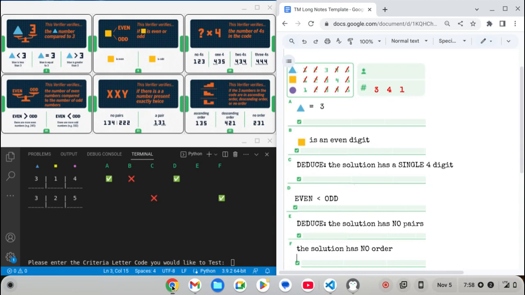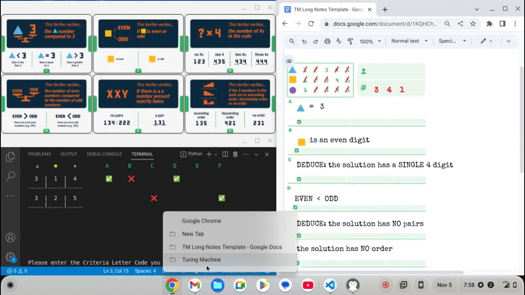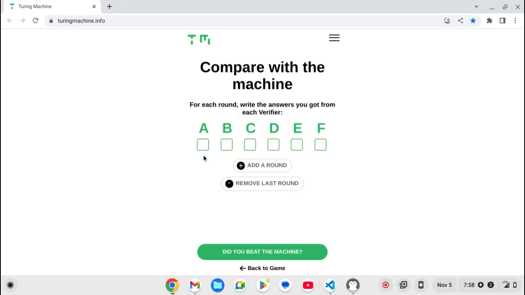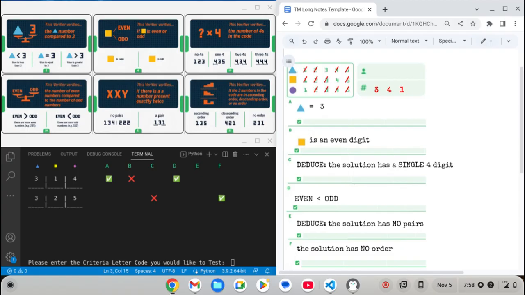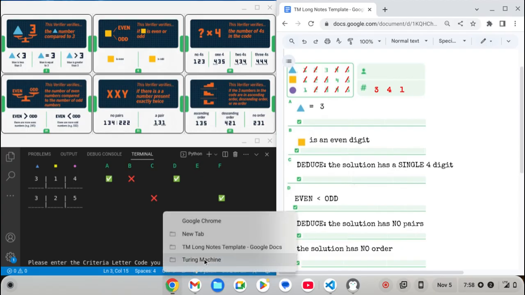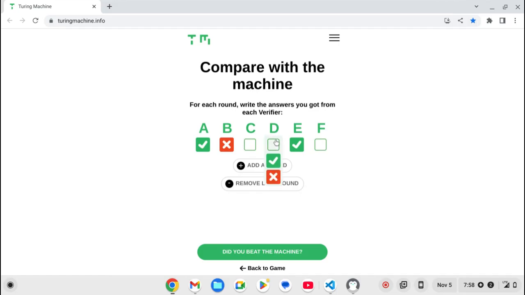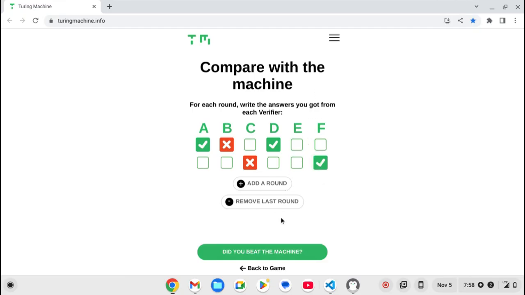And again, that first round was A, B, D. So A was correct, B was incorrect, and D was correct. Just double check. A, B, D. Did I type that in wrong? A, B, D, yes, it should be D. Oh, let me get rid of E first. There we go, A, B, D. Second round, C was incorrect, F was correct, and if you remember, we deduced E.